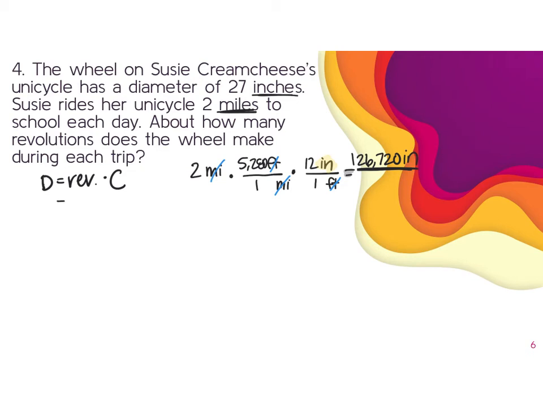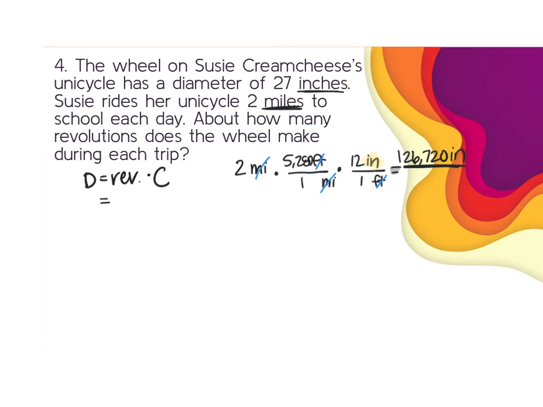Now, I'm going to go back and look at the formula that we wrote, and I know that this number is my distance. So 126,720 is the distance. We don't know the revolution, so I'll just call it R, and then times our circumference. Remember, circumference equals pi times d. So diameter is 27, so 27 pi.